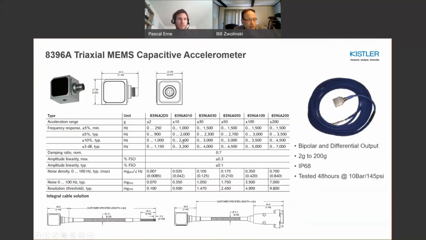The triaxial version of the MEMS sensor comes with an integral cable, IP68, also rated for 10 bar, and they come in 2, 10, 30, and up to 200G ranges. It's a very useful technology for hydrodynamics, where you want to measure low frequency structural vibration, or maybe even wave effects, low frequency wave effects. As a true DC response sensor, it's absolutely optimal for those measurements.